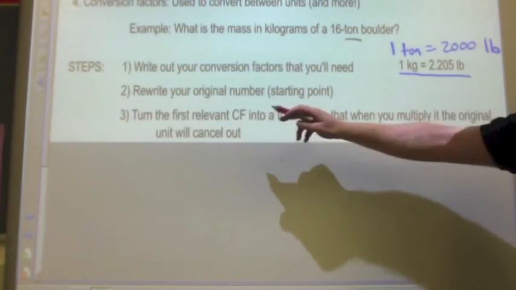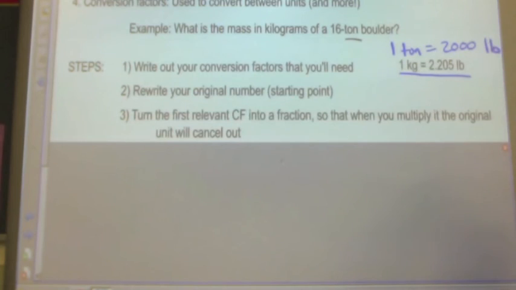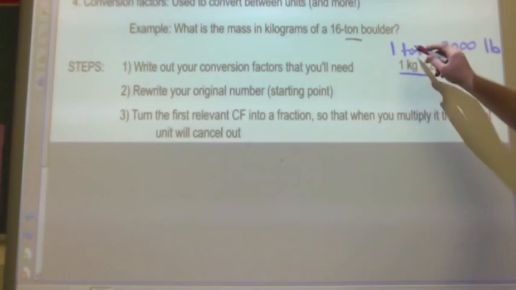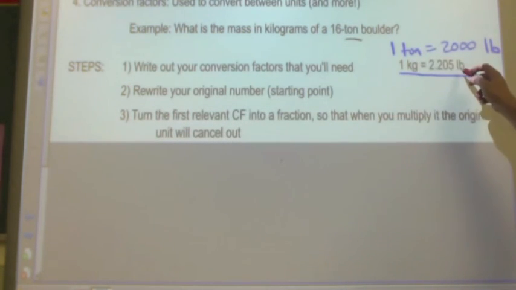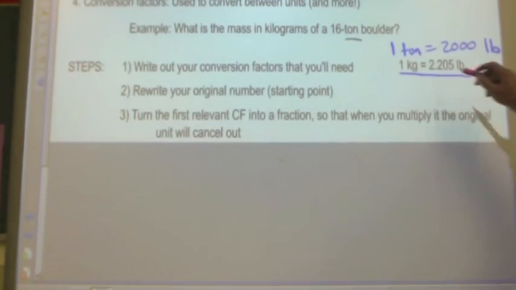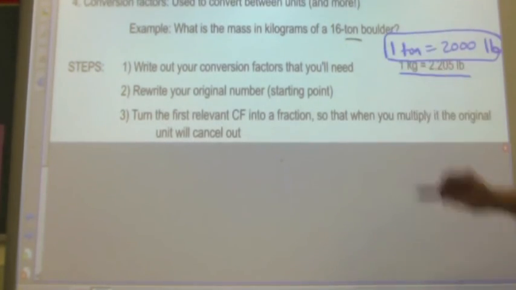turn the first relevant conversion factor into a fraction so that when you multiply it, the original unit will cancel out. Here's what that means. We have tons and pounds. We have kilograms and pounds. Which is the first one we need? What's the first relevant one? Well, in this case, we are looking to convert tons into pounds first. So let's deal with this one.